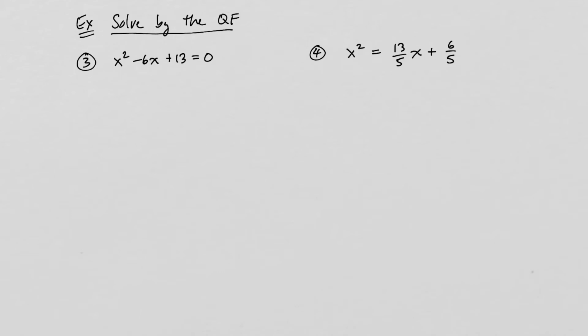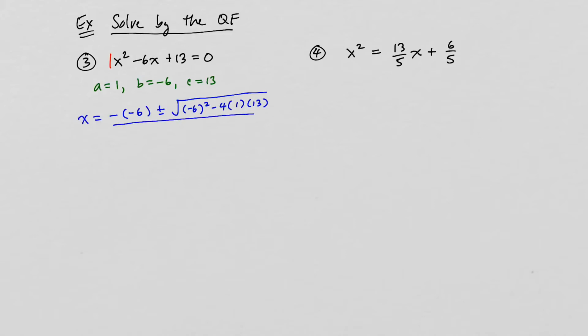Let's continue with the quadratic formula. Let's use the quadratic formula to solve the quadratic equation x squared minus 6x plus 13 equals 0. Let's remind ourselves that there's a coefficient of 1 in front of the x squared. And so we have a equals 1, b equals negative 6, and c equals 13. If we plug those numbers into the quadratic formula, x equals negative negative 6 plus or minus the square root of negative 6 squared minus 4 times 1 times 13, all divided by 2 times 1. I'm just plugging the values of a, b, and c into the quadratic formula.